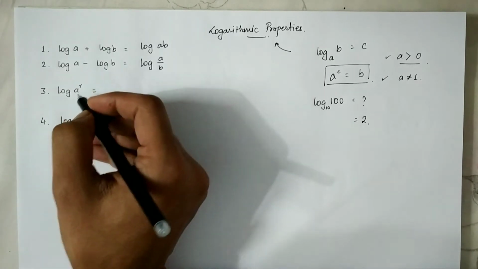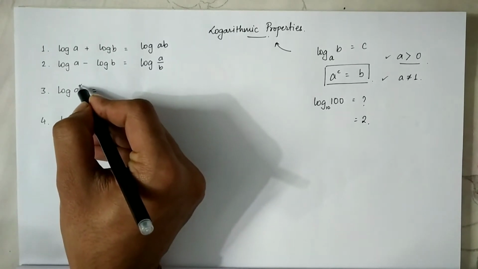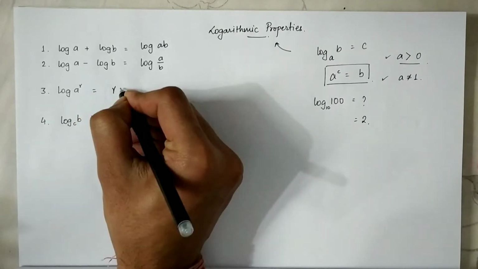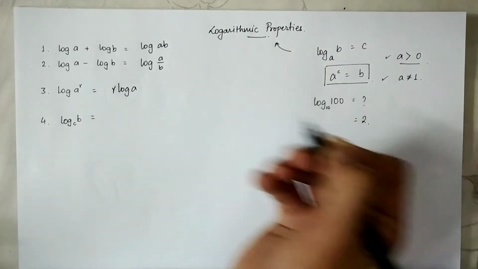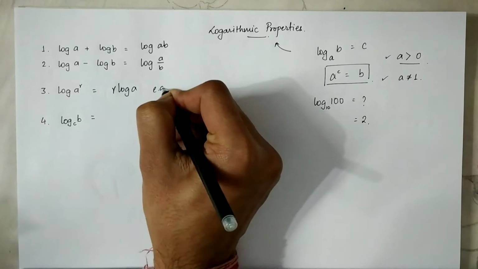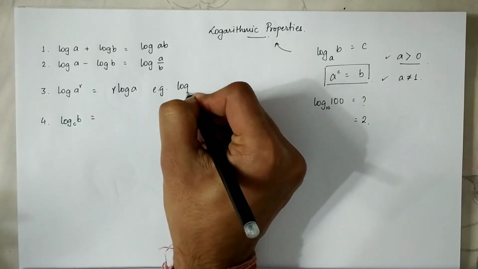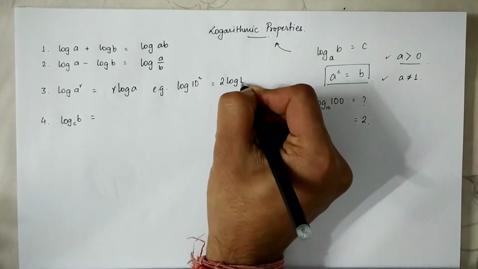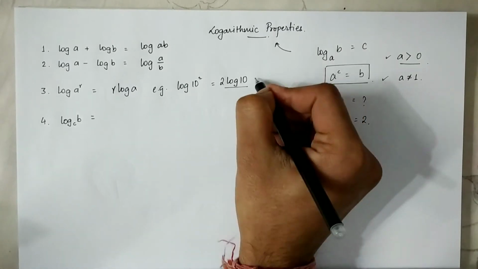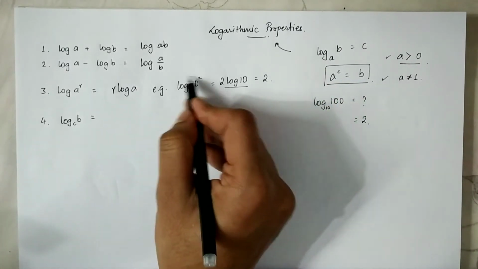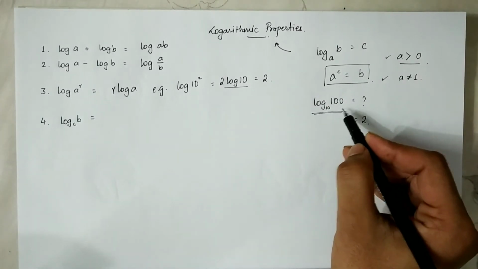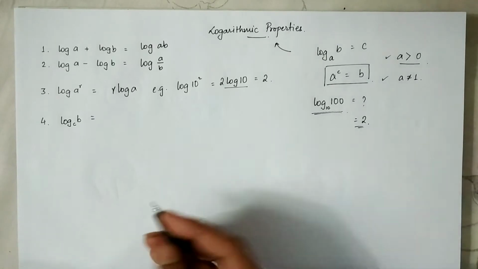Log a to the power r, in this case the power can always come down here. So this can be written as r log a. Therefore, for example, log 10 square can also be written as 2 log 10. So log 10 will be 1, which equals 2. And this is what? Log 100. We even witnessed it over here that log 100 is 2.